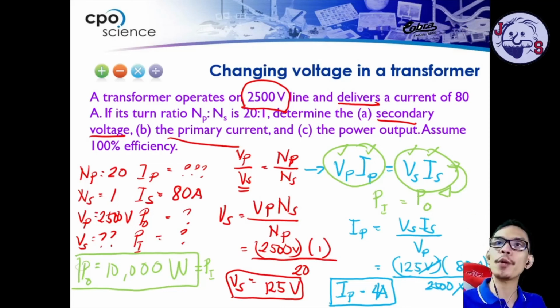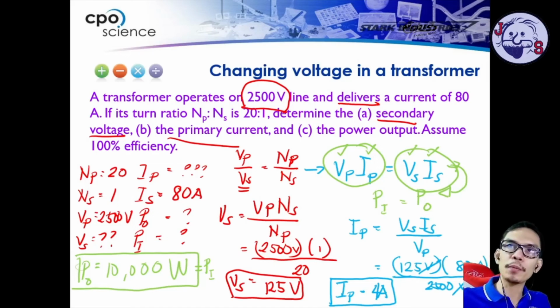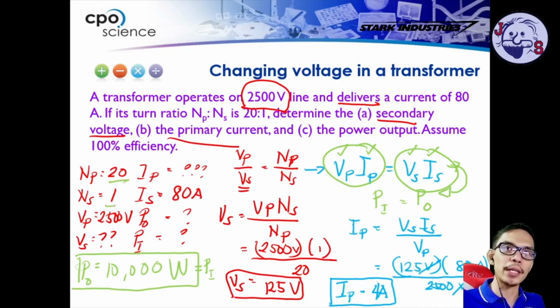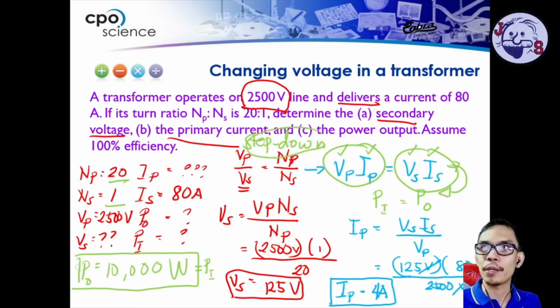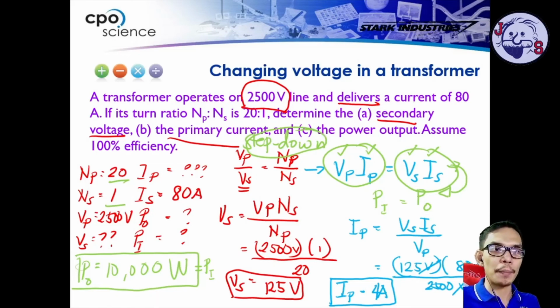Now, what kind of transformer is this? If the primary has more number of turns than the secondary, this is a step down transformer. So this is a step down transformer used in this problem. So that's the fourth and final problem related to the transformer equation that we have.